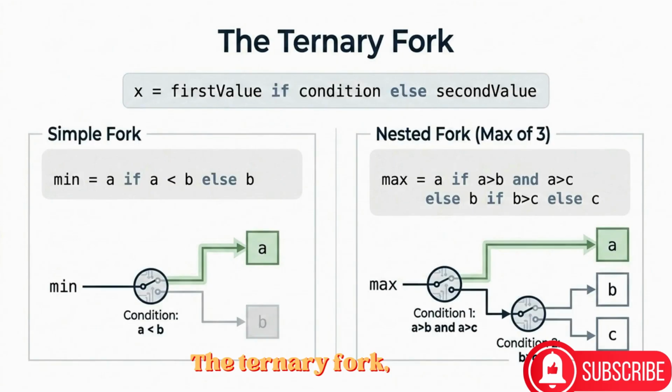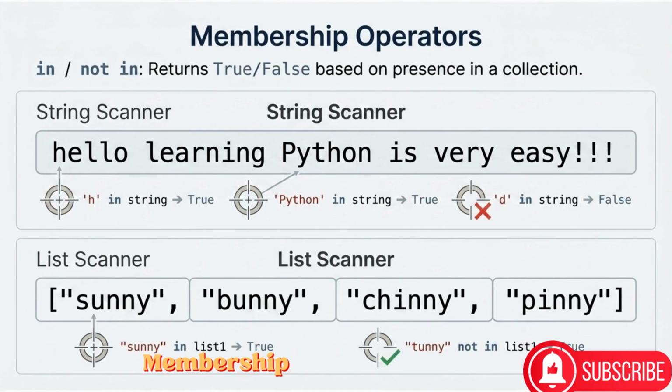The ternary fork, or conditional expression, provides a concise way to assign a value based on a condition. First value, if condition, else second value. This can be used in simple or nested forms for decision-making. Membership operators in and not in return a Boolean value based on the presence of an element within a collection, such as a string or a list.